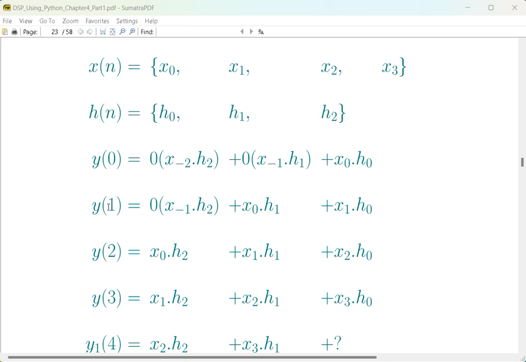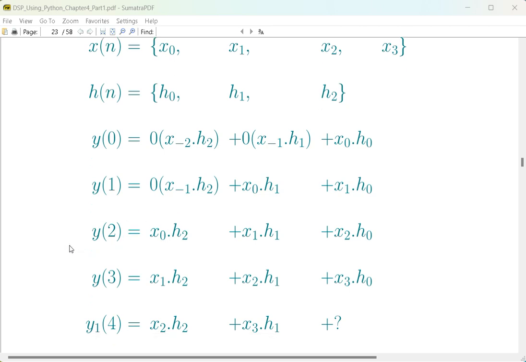What about the next sample in output? Y of 1. You see here, x0 h0, x1 h0, x2 h0. You remember the definition of the convolution, of course. x3 h0. Now, here x1, x0, x minus 1, which is 0, will be y of 1. Y of 2. Here again, 0, 1, 2, 3. Up to here, everything is okay, and very simply, you can understand them.